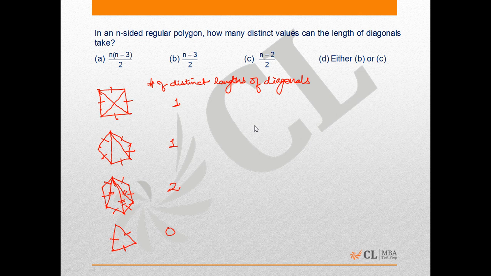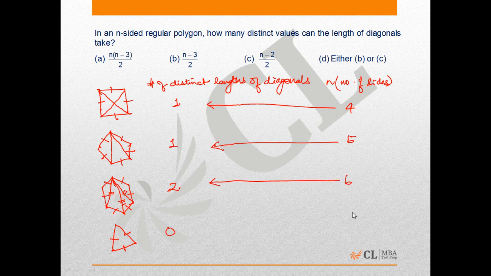Okay, now if we take n as the number of sides and generalize it, if we have 4 sides we have one distinct diagonal length, if we have 5 sides we have one unique diagonal length, if we have a 6-sided regular polygon we have 2, and if you have a 3-sided figure it should come out to be 0. So by putting the values of n as 4, 5, 6 and 3, let's see which values give us the answer. Okay, let's start with the first one.